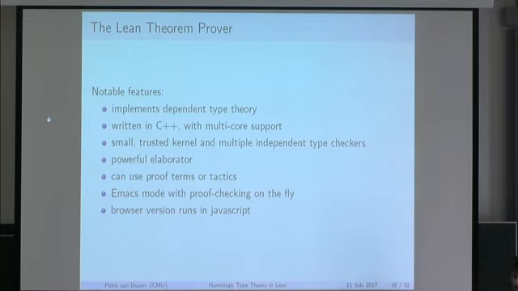It has a very small trusted kernel, especially for dependent type theory. The kernel is very small. It has a powerful elaborator. You can construct proofs using terms or tactics, in a way similar to Agda, or tactics like Coq. There's a nice Emacs mode which checks proofs on the fly, and in the new version of Lean there's also a VS Code mode. And there's a browser version of Lean which runs in JavaScript.